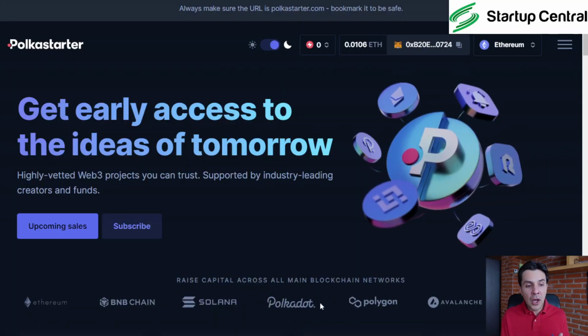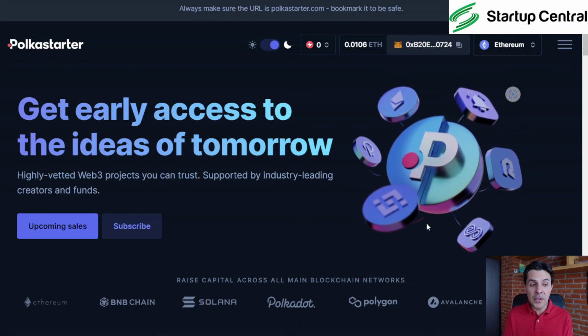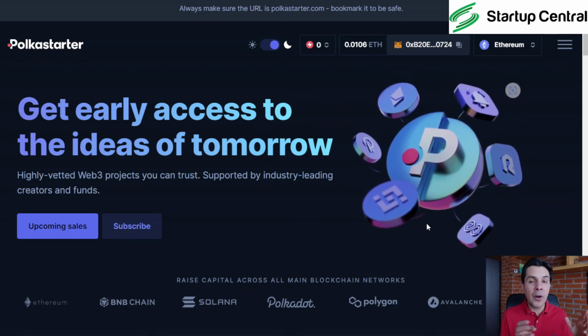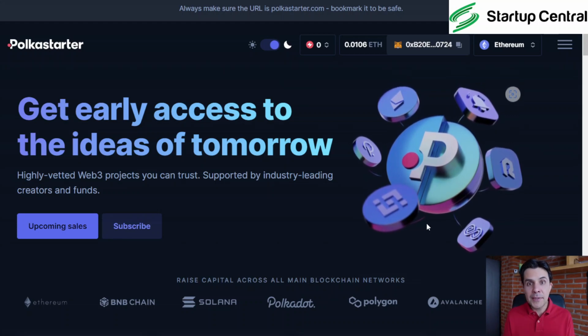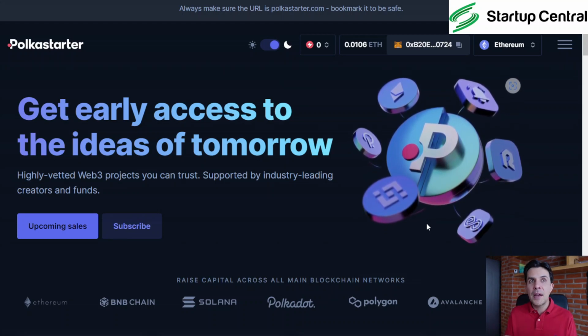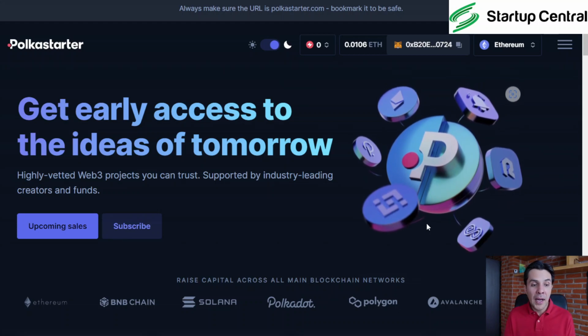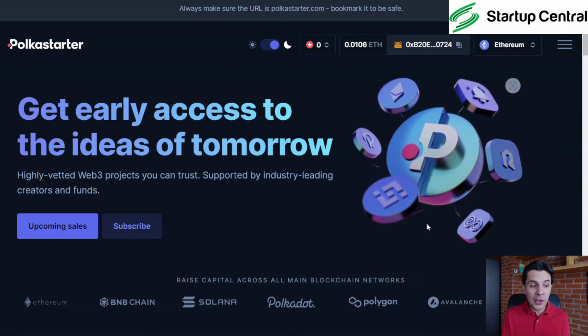The other launchpad that I want to talk about is Polkastarter. This is decentralized, so it doesn't matter, guys, if you are from the US. This is a way to participate in this money business model, if you want to call it that, of participating in ICOs or IDOs.